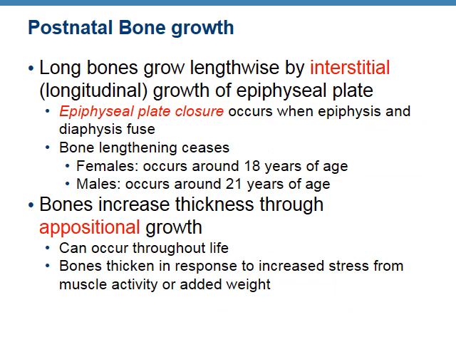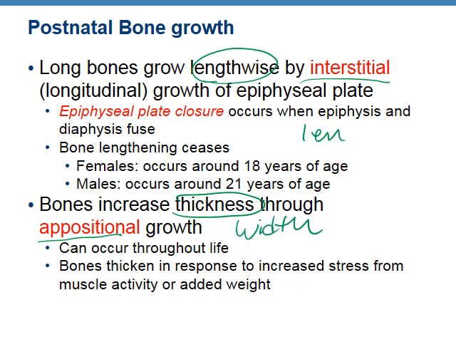We already mentioned the terms interstitial growth and appositional growth. So bone increases lengthwise by interstitial growth and increases thickness by appositional. So you can think width and length. And this goes into a little bit more detail from the ages here and talking about the increased stress and muscle activity. But let's look at the next figure to look at the growth plate or epiphyseal plate.